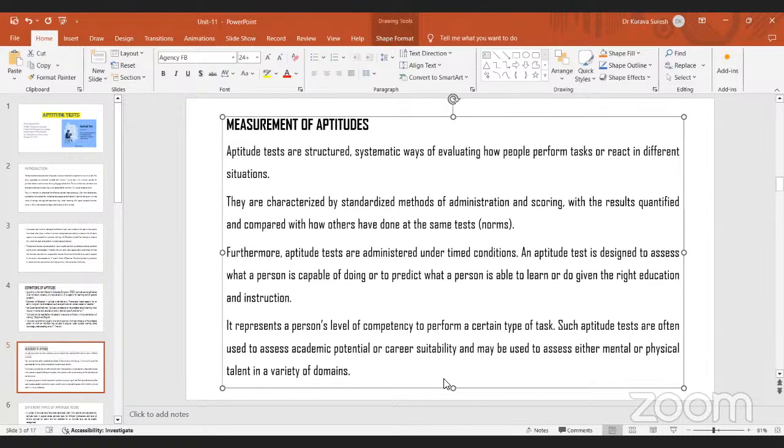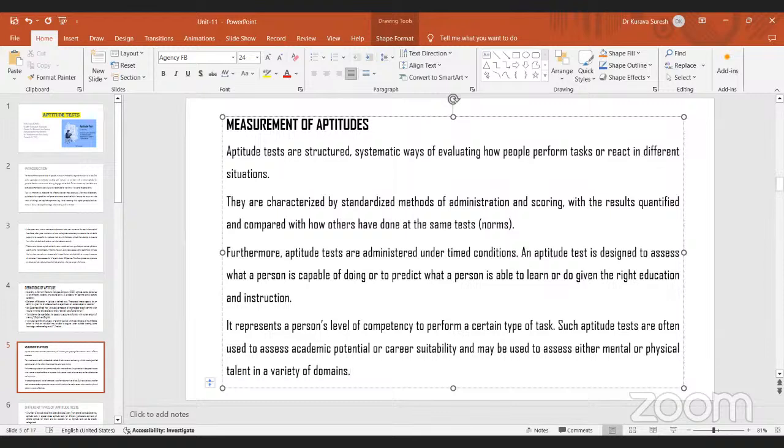How to measure aptitude. Aptitude tests are a structured, systematic way of evaluating how people perform tasks or react to different sorts of situations. They are characterized by standardized methods of administration and scoring, with the results qualified so that competence can be compared with how others have done under the same terms.